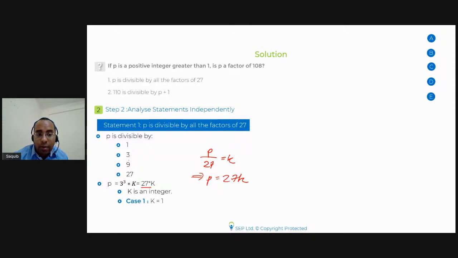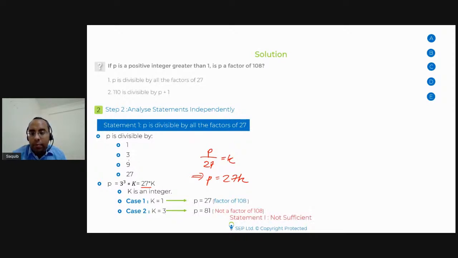Now, if k is 1, then in that case, obviously p would be 27, which is a factor of 108. But if k is 3, then p would turn out to be 81. And notice this, that 81 is not a factor of 108, but it is still satisfying all the conditions that are given in the statement. Please keep this in mind, right? So the mistake that you made was once you read the statement, you did not comprehend this properly. You did not infer properly what exactly they're talking about. They're talking about a number which is divisible by these factors. They are not saying that p is one of these factors.